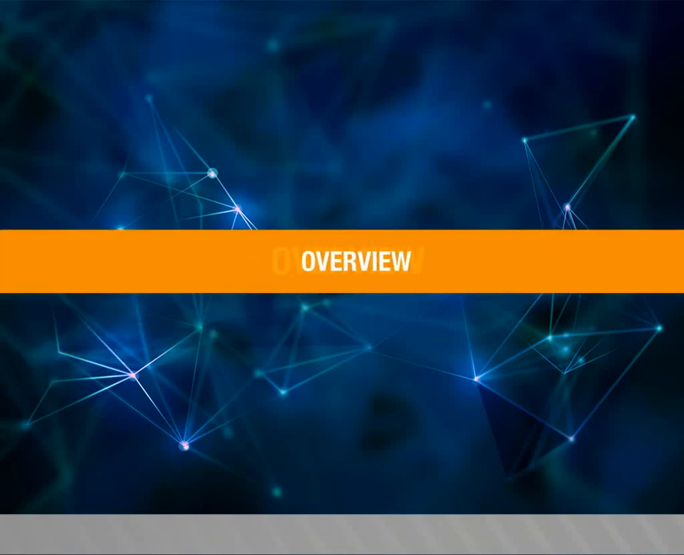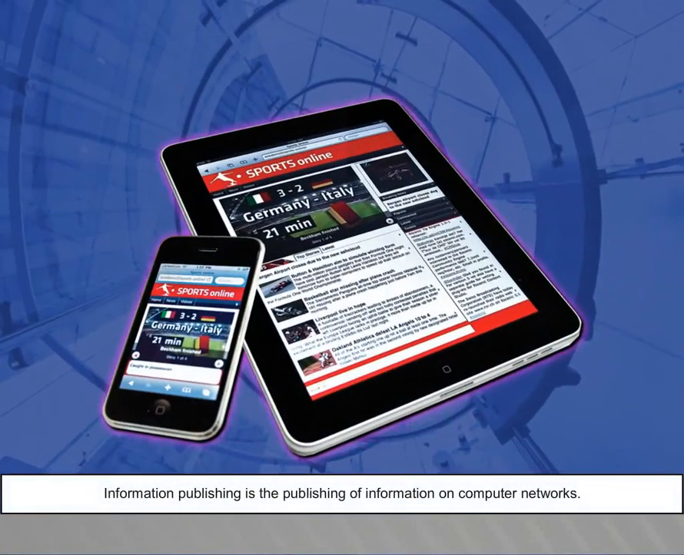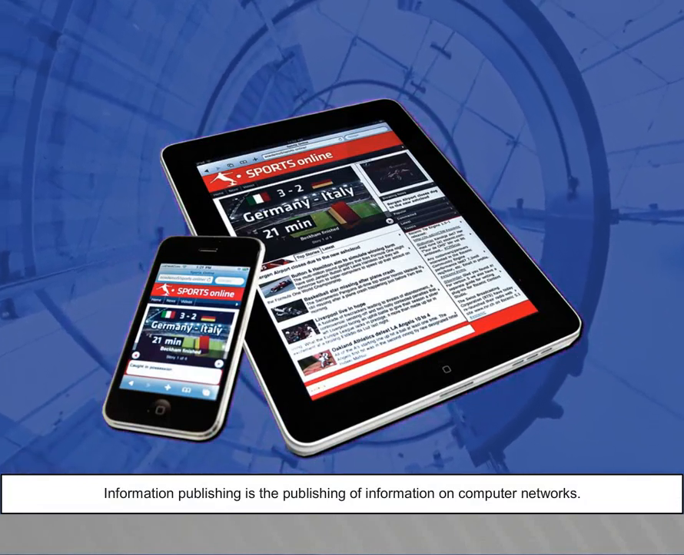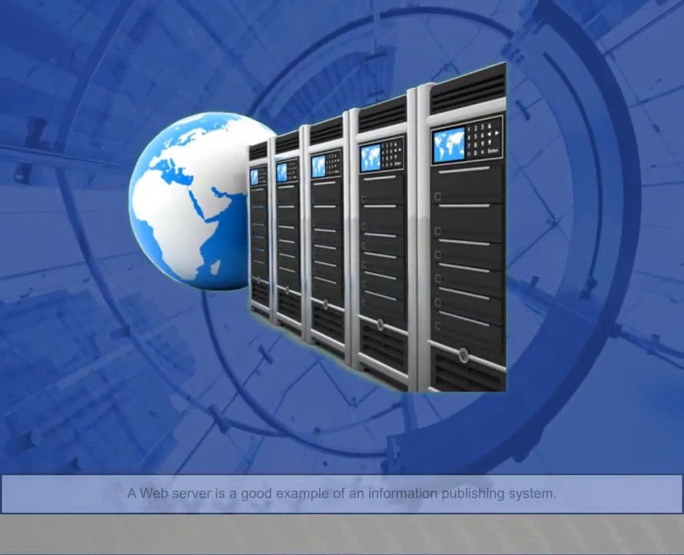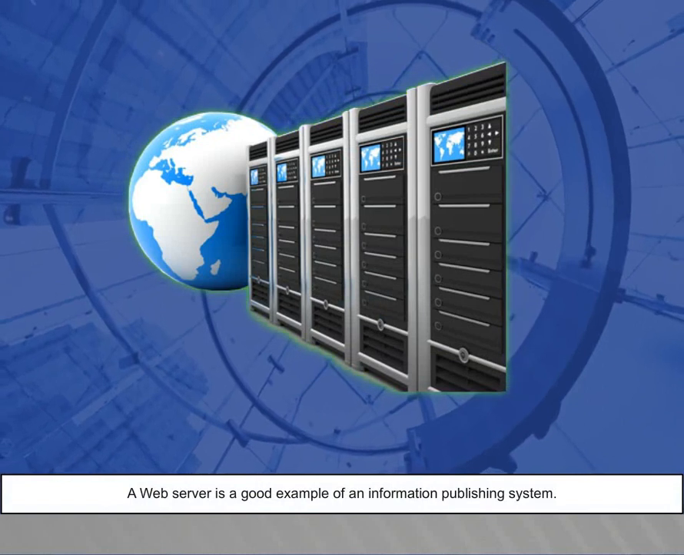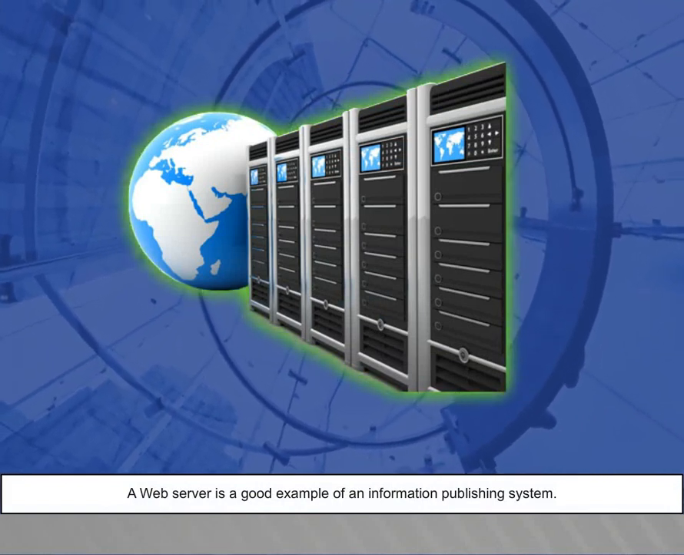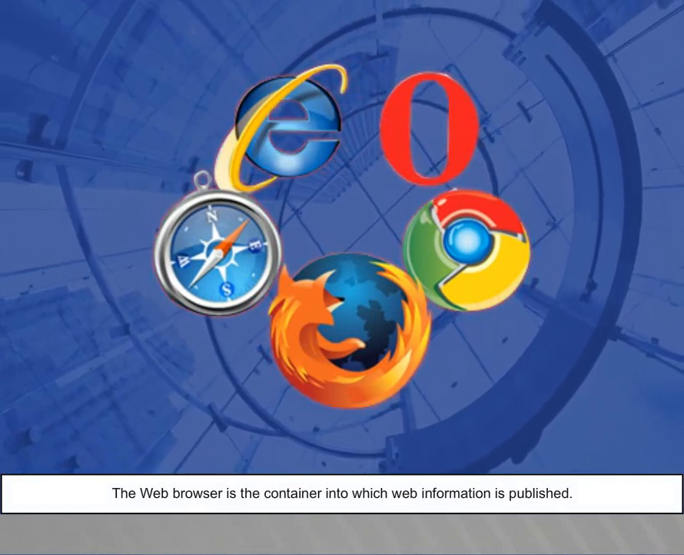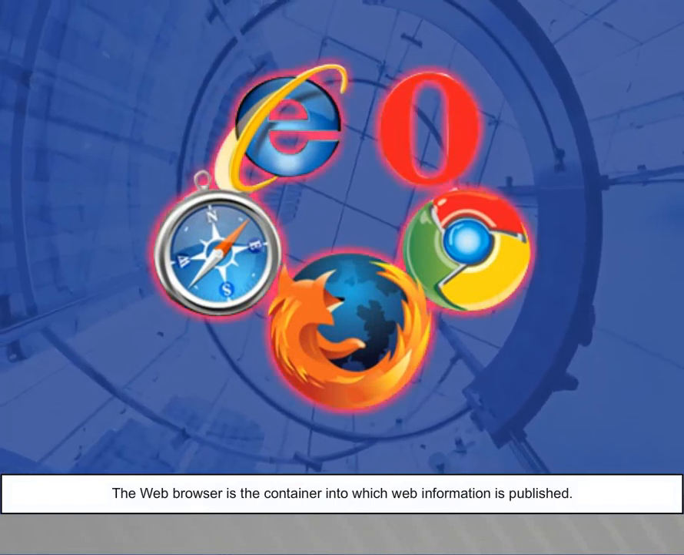Overview. In this video, we are going to see about overview of web publishing. Information publishing is the publishing of information on computer networks. A web server is a good example of an information publishing system. The web browser is the container into which web information is published.